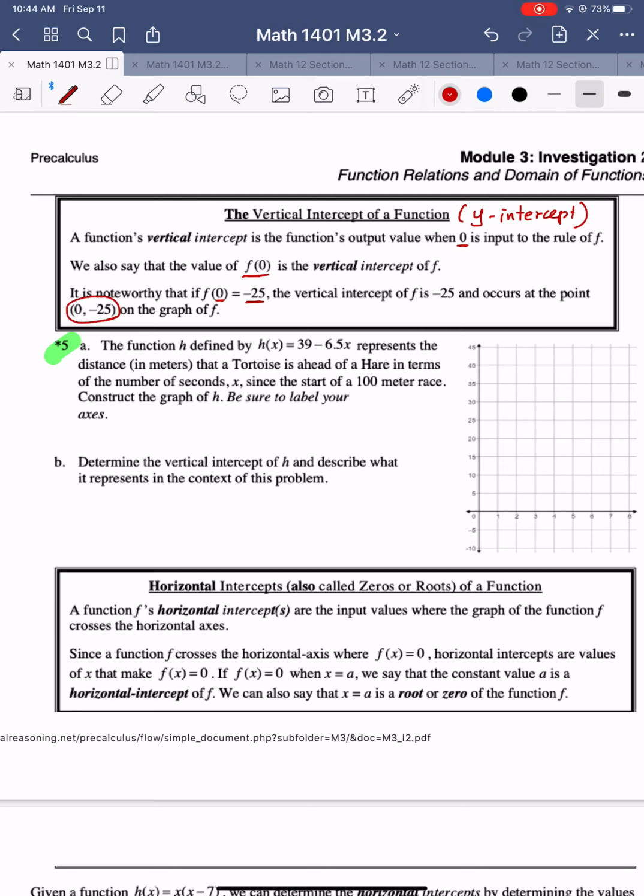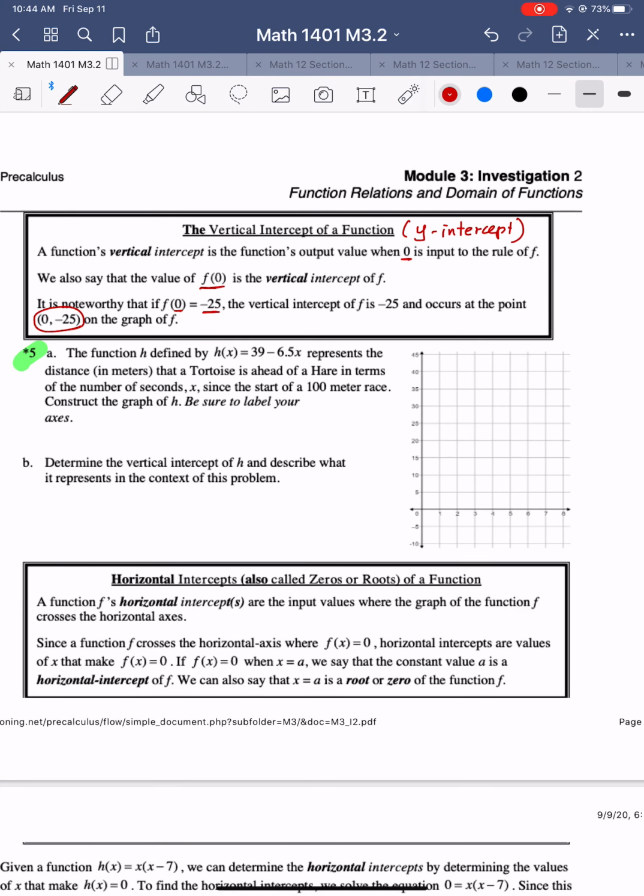So at number 5, the function h is defined by h of x equals 39 minus 6.5x. So this is a linear function, which gives us a line. It represents the distance in meters that the tortoise is ahead of the hare in terms of the number of seconds x since the start of the 100-meter race. Construct the graph of h. Be sure to label the axes, okay? So label the axes in here.